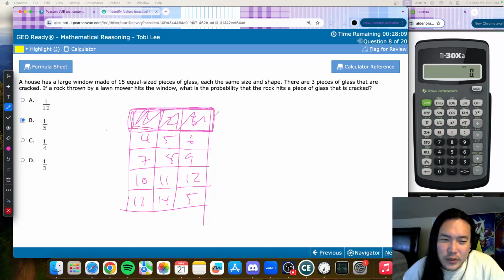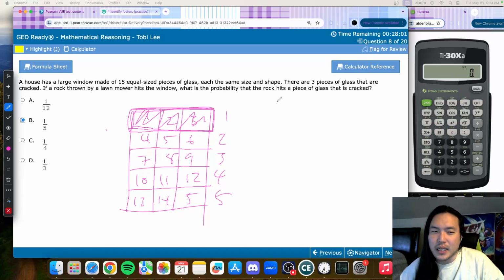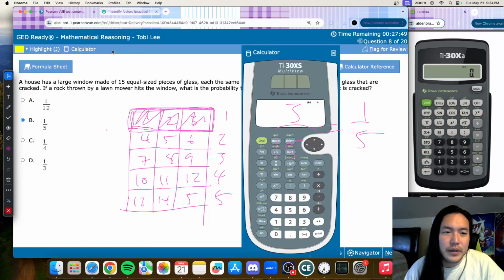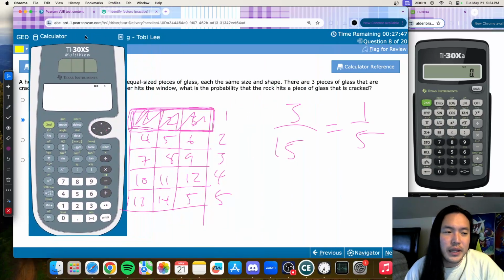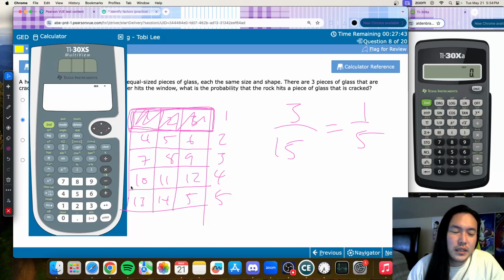Hopefully you can tell it's literally 1 out of 5. We have 1 row, 2 rows, 3 rows, 4 rows, 5 rows, right? This is literally 1 out of 5. Mathematically, you can think about it as 3 out of 15, and you can simplify this. 3 out of 15 is literally 1 out of 5. You can use the calculator to do this if you ever struggle with that. Both these numbers are divisible by 3. But if you ever struggle with this type of thing, the calculator can just do it for you.